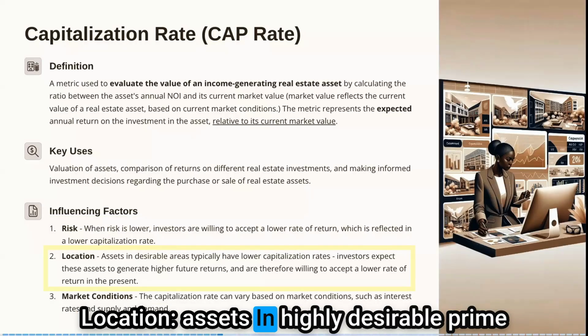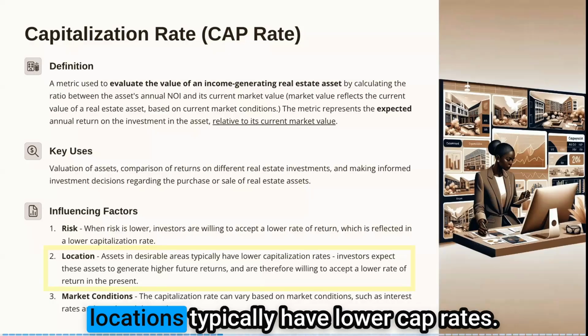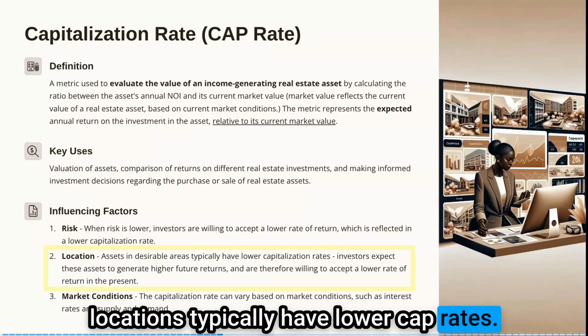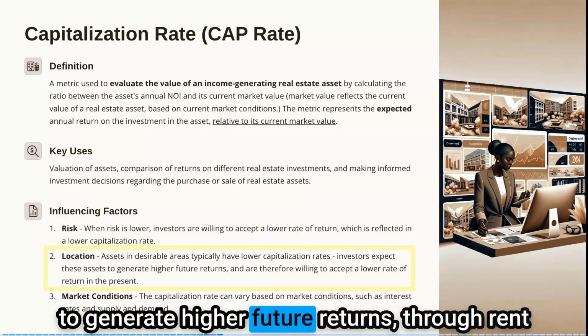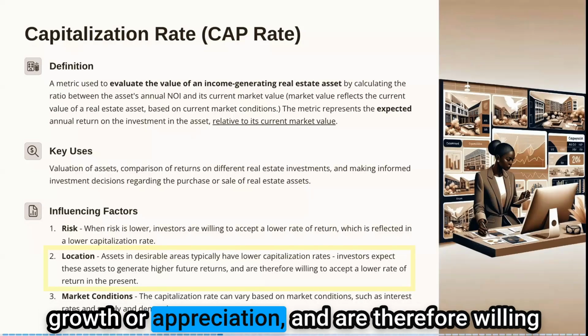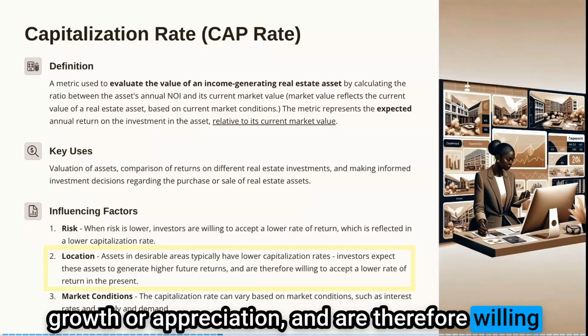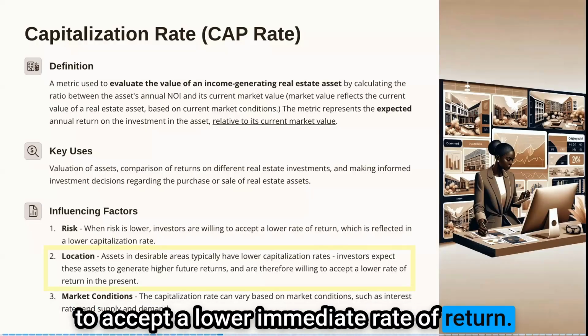Location. Assets in highly desirable, prime locations typically have lower cap rates. Why? Because investors often expect these assets to generate higher future returns through rent growth or appreciation, and are therefore willing to accept a lower immediate rate of return.